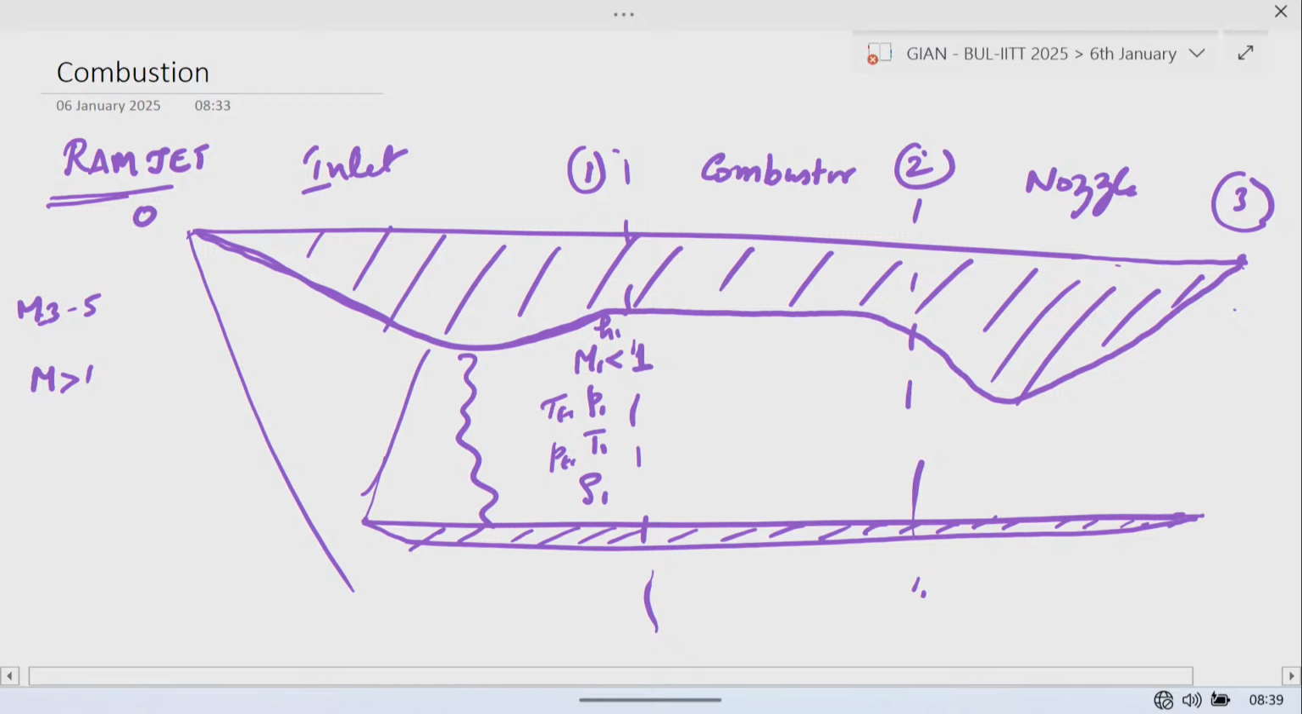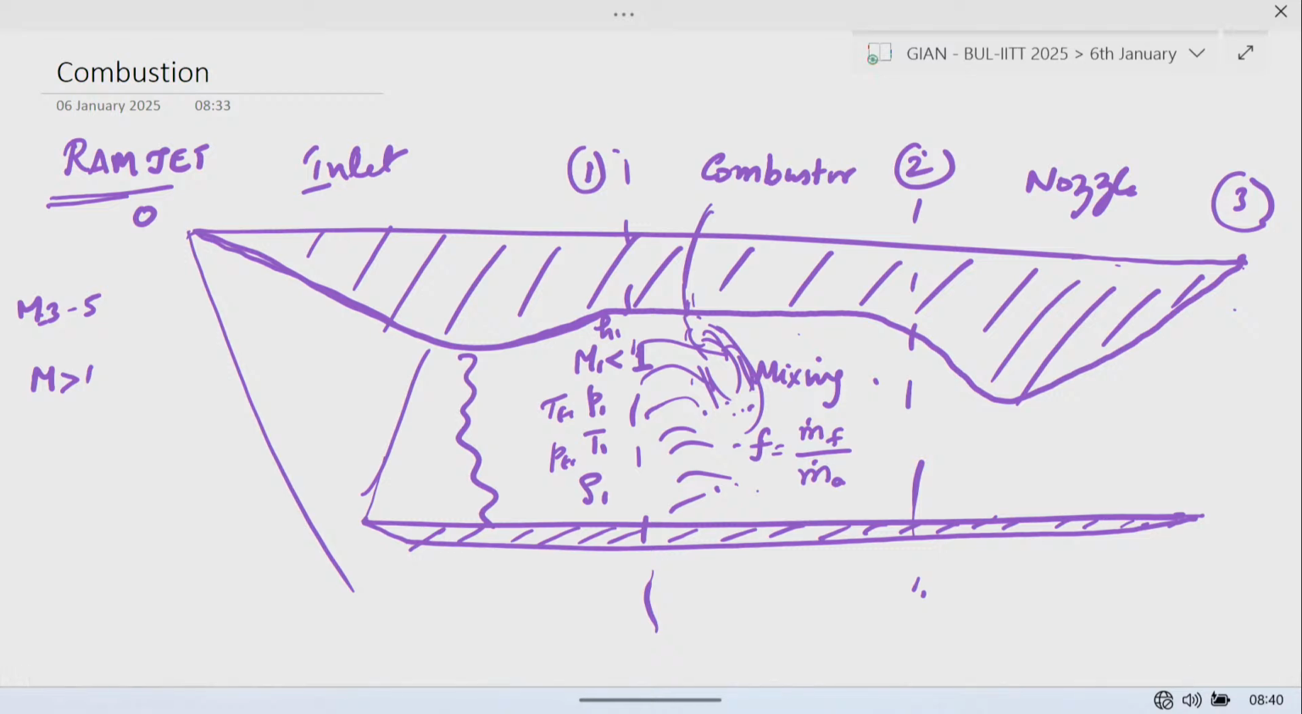Now in the combustor, what actually happens is that we inject fuel. The fuel mixes with the oncoming air, so there is mixing taking place in the combustor. Mixing leads to the formation of the fuel-air ratio, which is the ratio of the mass flow rate of fuel to the mass flow rate of air into the combustor. So it's one of the important mixing parameters. There are a lot of details of the jet mixing process and cross flows, but we are not going into those aspects at the moment.